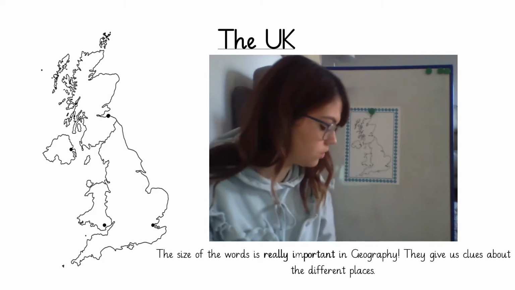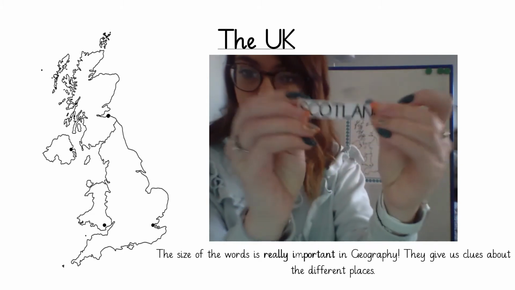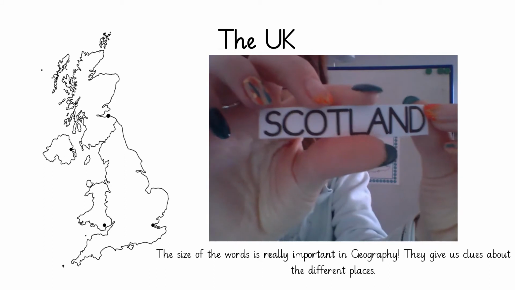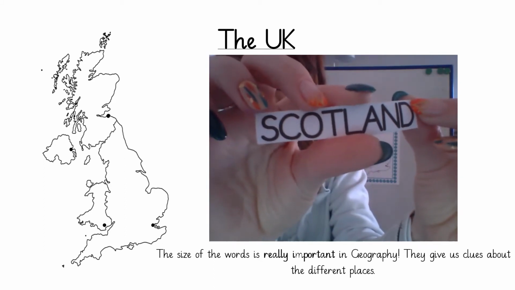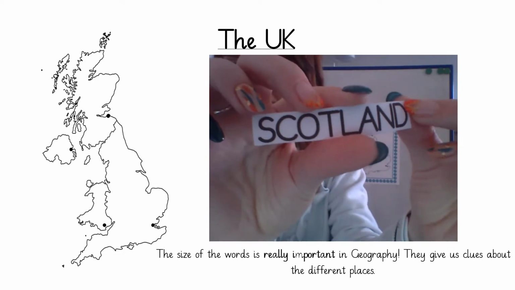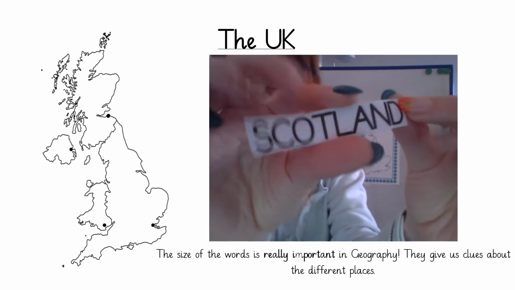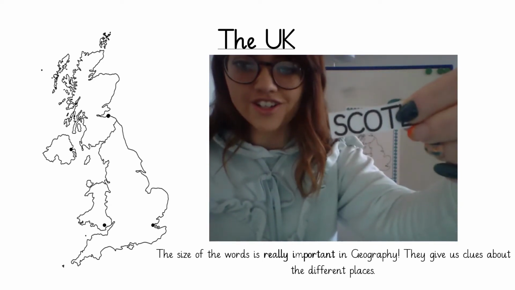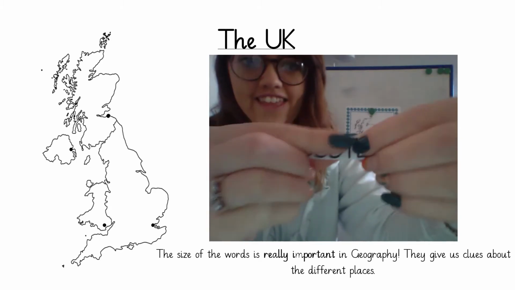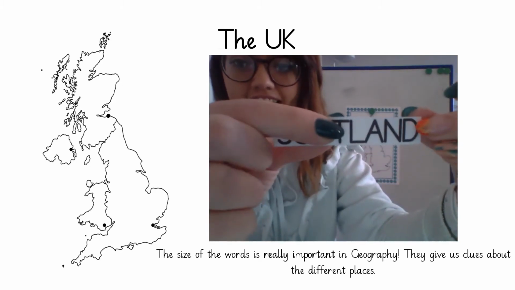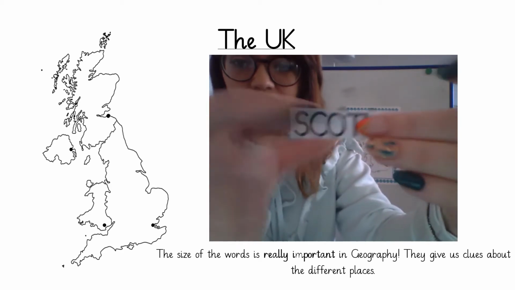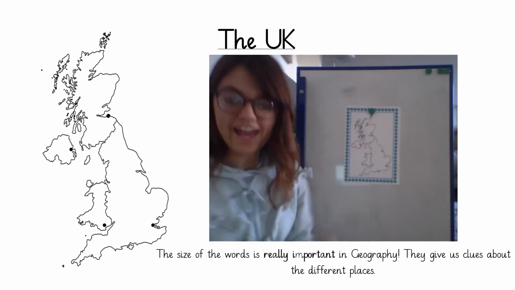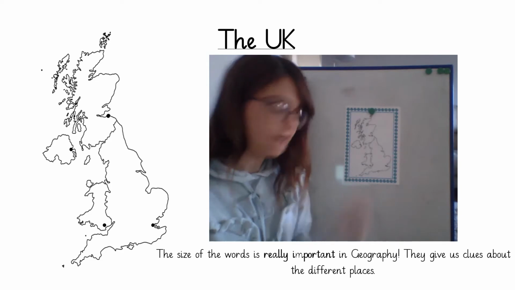So let's start with this word. I want you to Fred talk it with your grown up at home and see if you can tell me what it says. Okay, let's do this part first. We've got Scott, Scott, and this side we've got land, land, Scotland. Scotland. Well done. Okay, have a chat with your grown up. Where do you think it's going to go on our map?